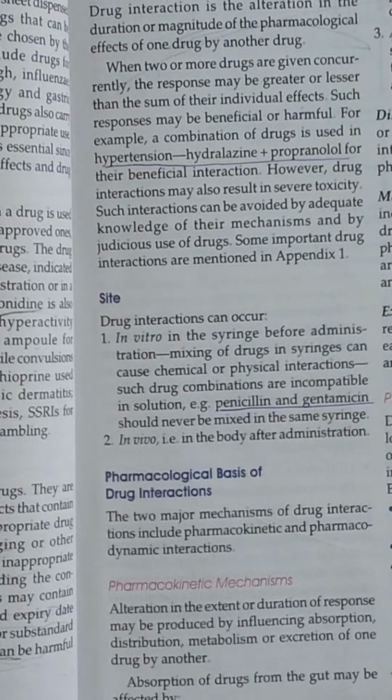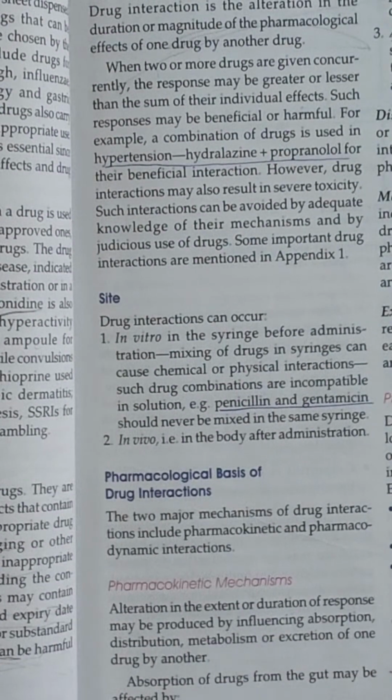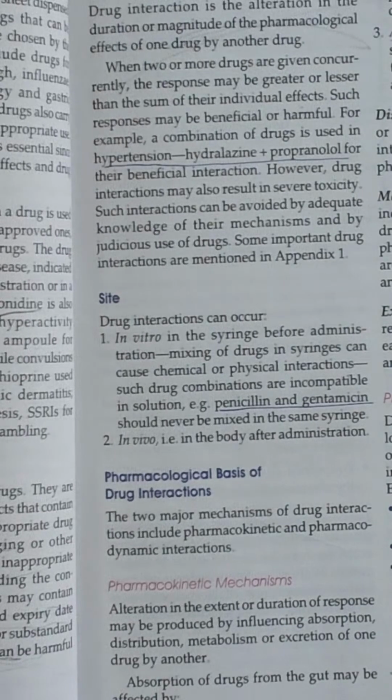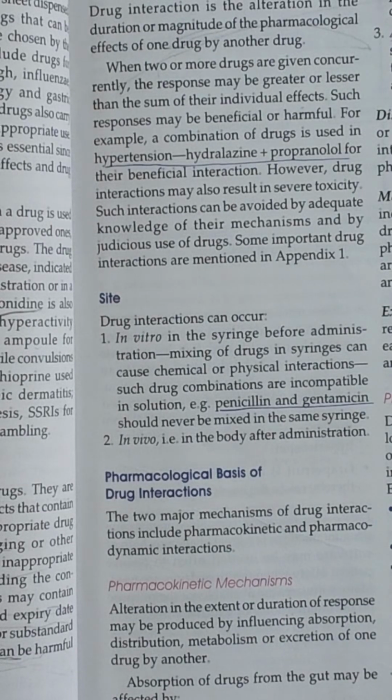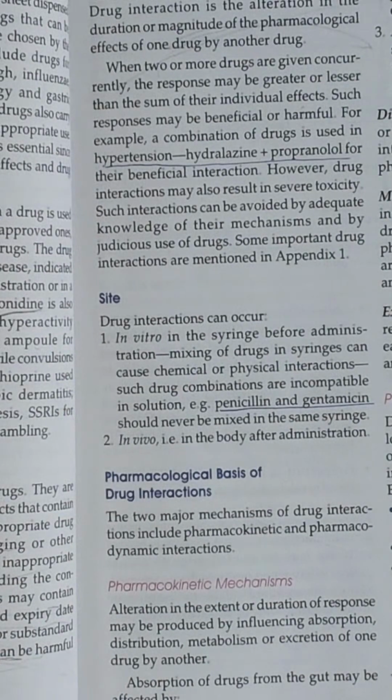Absorption of the drug from the gut may be affected by binding. Tetracycline chelation with antacid: tetracycline chelates with the antacid, and as a result absorption is reduced. This is called chelation.